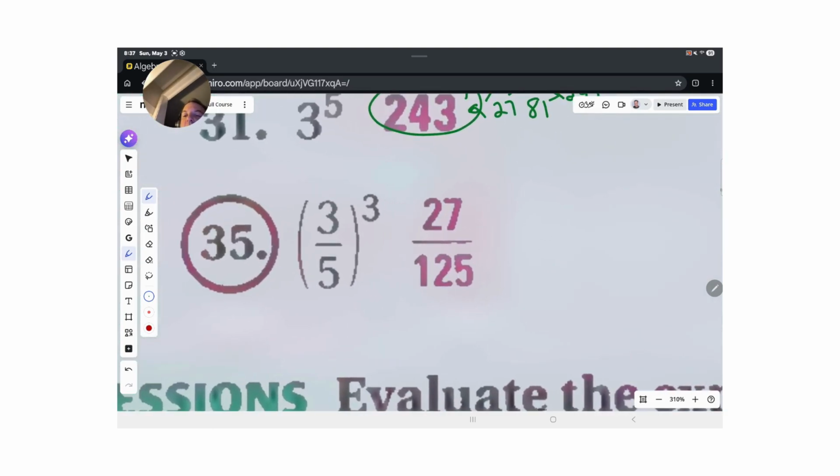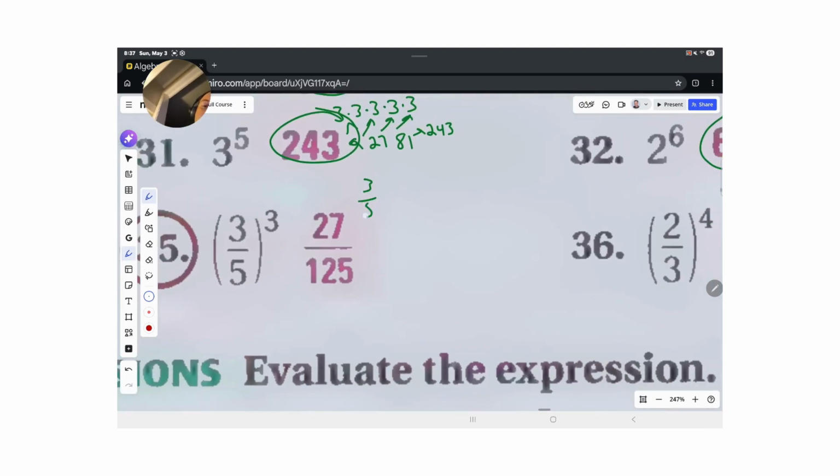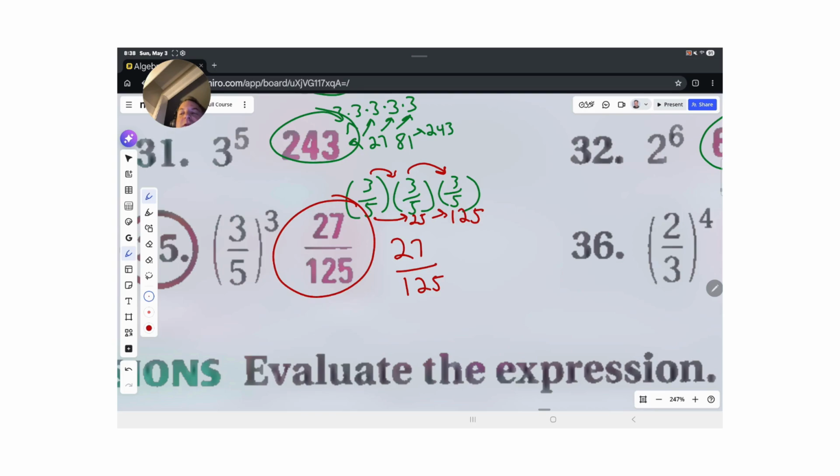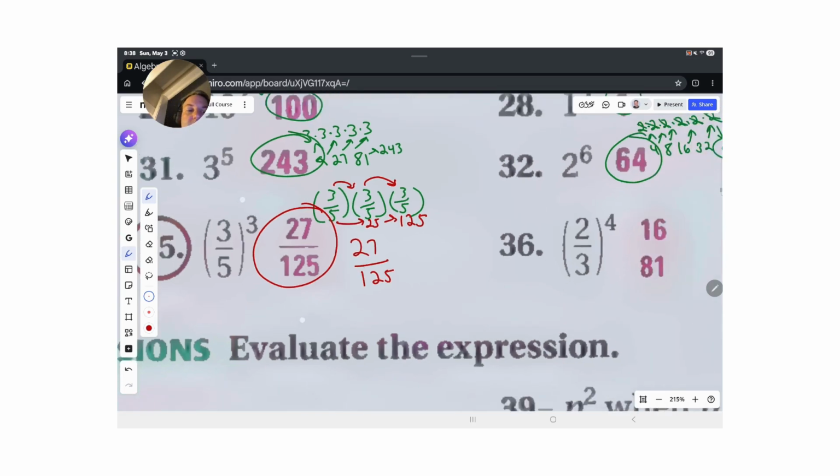Okay, what about 35? 3/5 to the third power, or 3/5 cubed. 3/5 times 3/5 times 3/5. All right, excellent. 3 times 3 times 3. Let's multiply those first. 3 times 3 is 9, times 3 is 27. Okay. And then 5 times 5 times 5. 5 times 5 is 25, times 5 is 125. 27 over 125 is correct.